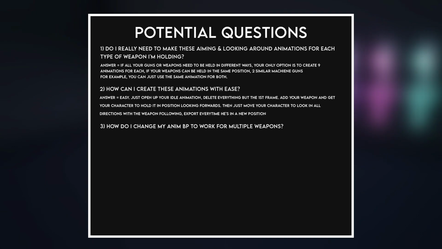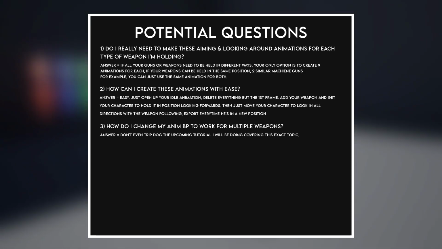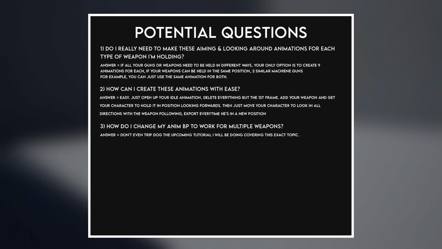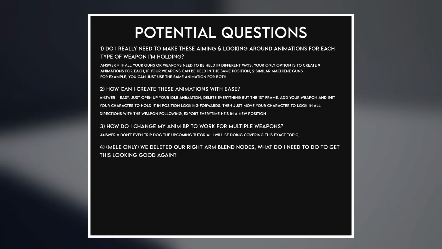How do I change my anim BP to work for multiple weapons? Don't even trip, dog. The upcoming tutorial will be covering this exact topic. So we deleted our right arm blend node. What do I need to do to get this looking good again?